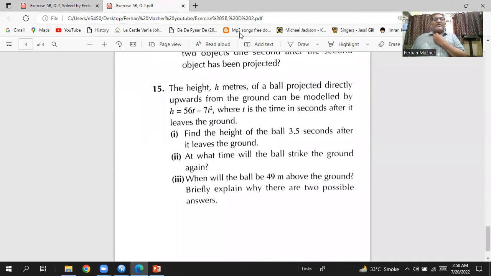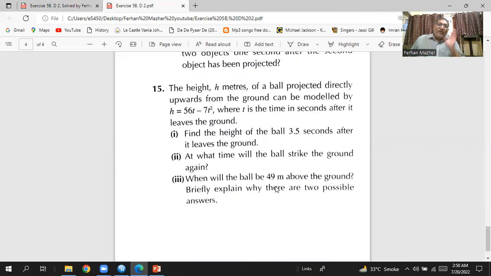Okay, so we are going to the next question, the question number 15. It says, the height h meters of a ball projected directly upwards from the ground can be modeled by h = 56t minus 7t square, where t is the time in seconds after it leaves the ground. Find the height of the ball 3.5 seconds after it leaves the ground. So substitute t with 3.5, you get the h value. At what time will the ball strike the ground? Again, in the place of h, put 0, and then solve this, find the t value.